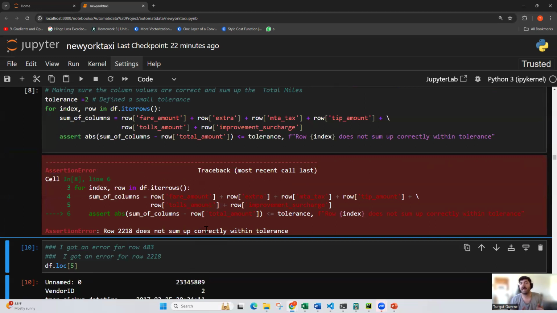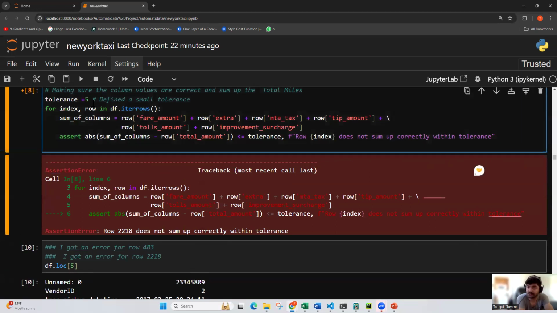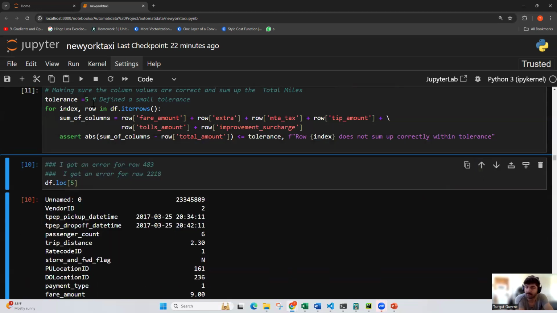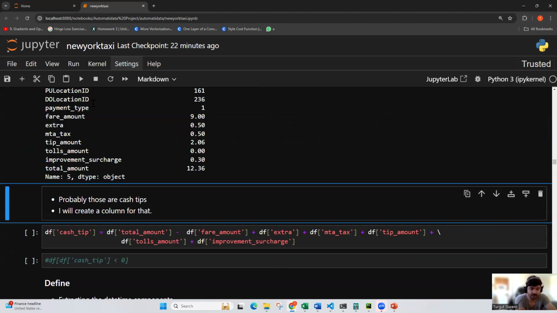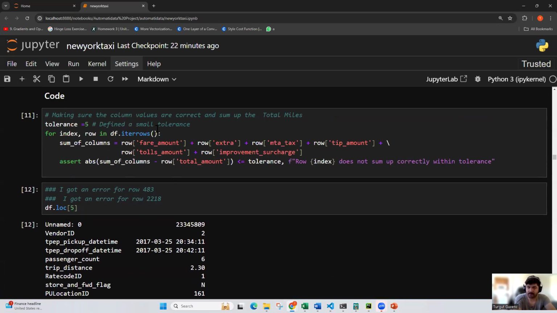This will help us find out how much customers give them as a cash tip, right? So this is the way. The $5, probably there is no cash more than $5. That's why tolerance 5 works here without any assertion.